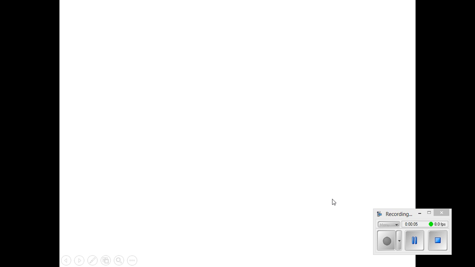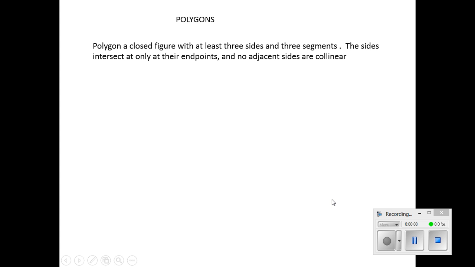To start talking about polygons, okay? Now, a polygon is just a multi-sided figure, a many-sided figure. What I've done, this is a voiceover on the PowerPoint slide, so I'll make the PowerPoint slide available to you as well. A polygon is a closed figure with at least 3 sides and three segments. The sides intersect only at their endpoints, and no adjacent sides are collinear.